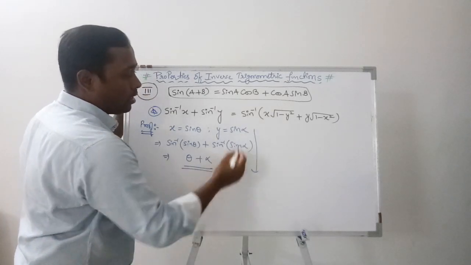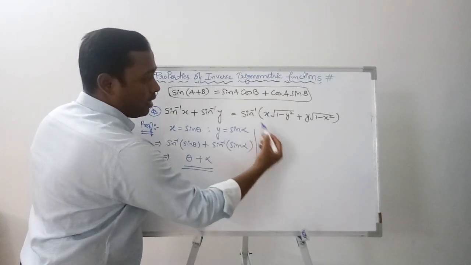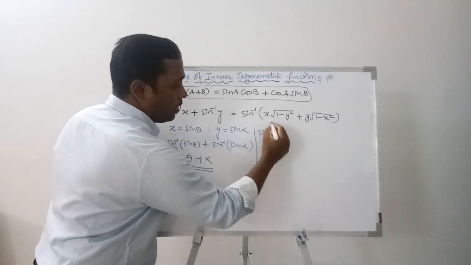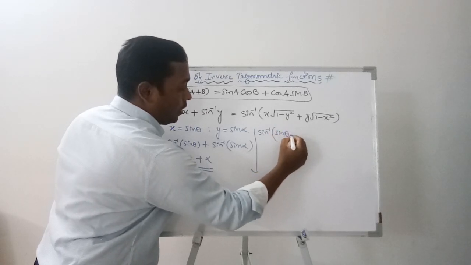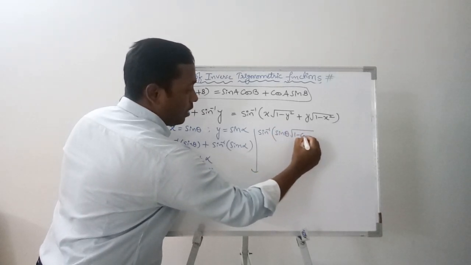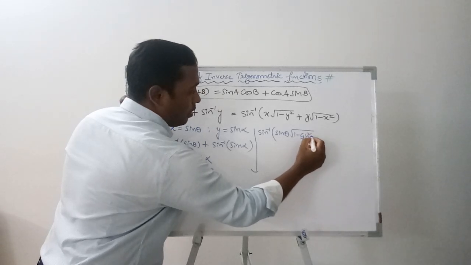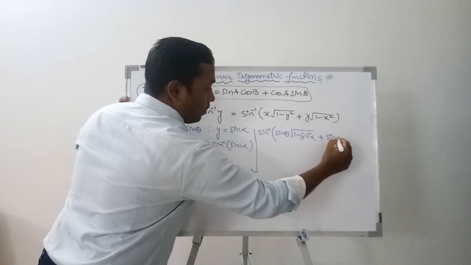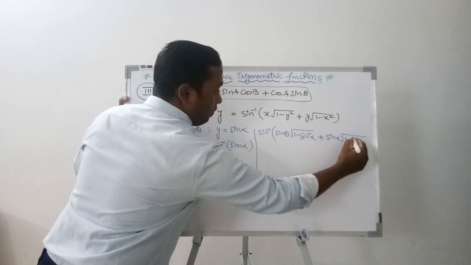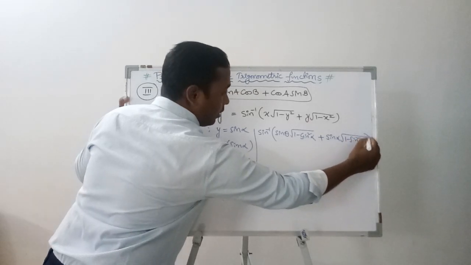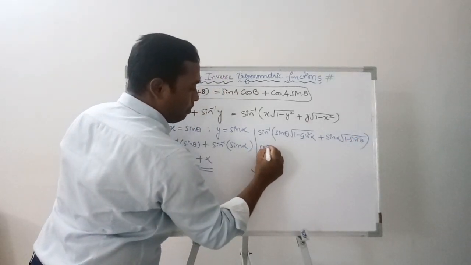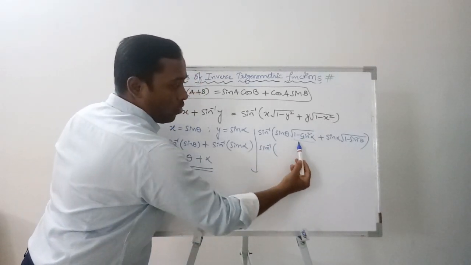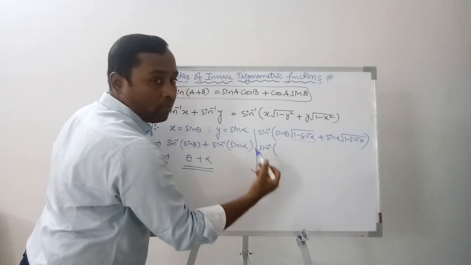Now what else for RHS part? Same way, x should be sine theta, y should be sine alpha. If you substitute that, what you will get? Here it will be sine theta into under root of 1 minus sine square alpha plus sine alpha into under root of 1 minus sine square theta. So in the next step you can simply simplify this one. 1 minus sine square alpha is cos square alpha. Cos square alpha and square root get cancelled, you will get cos alpha.